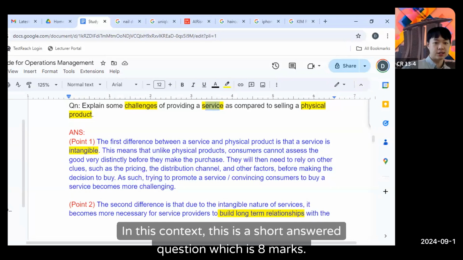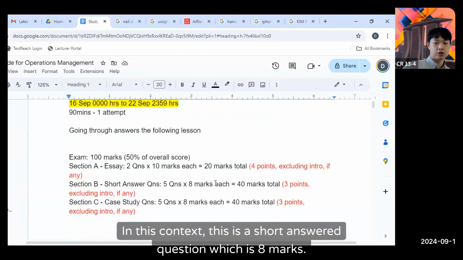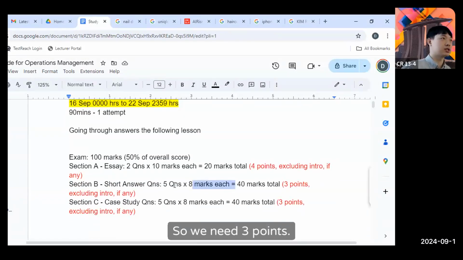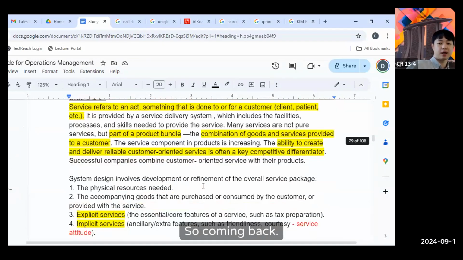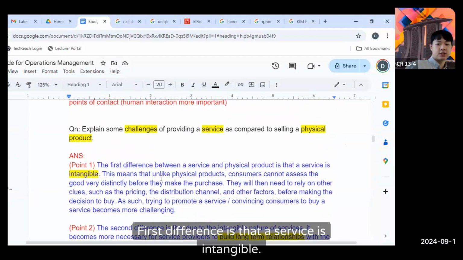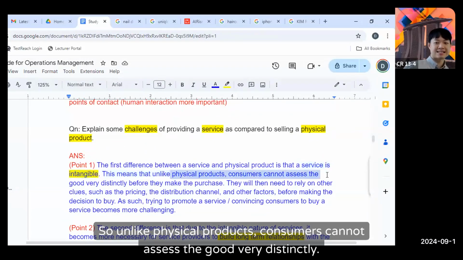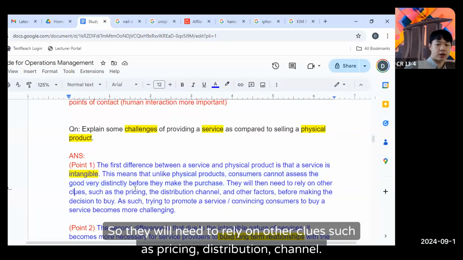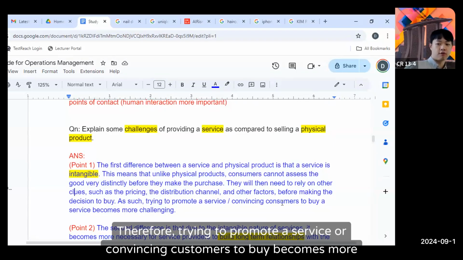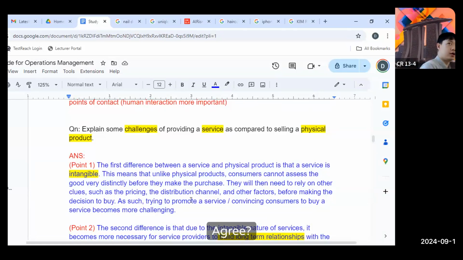Now in this context, this is a short answer question, which is 8 marks, so we need 3 points. Coming back to the first one: the first difference is that a service is intangible. Unlike physical products, consumers cannot assess the good very distinctly, so they will need to rely on other clues such as pricing and distribution channel. Therefore, trying to promote a service or convincing customers to buy becomes more challenging. Agree? Any changes to make?